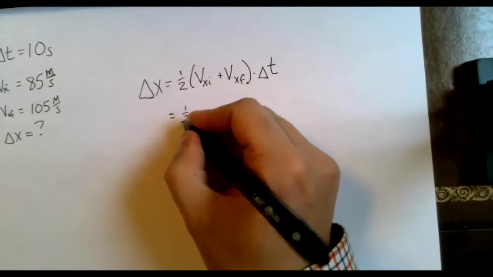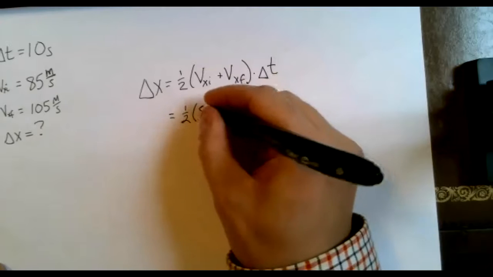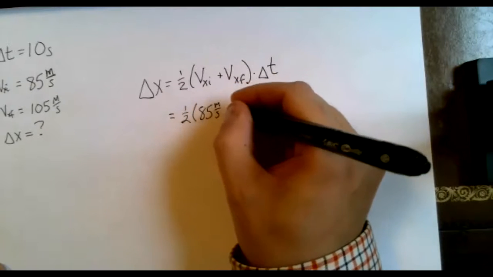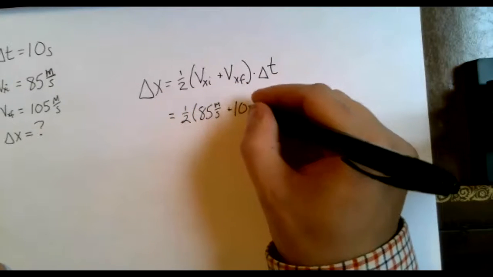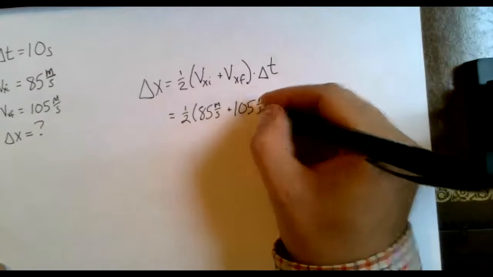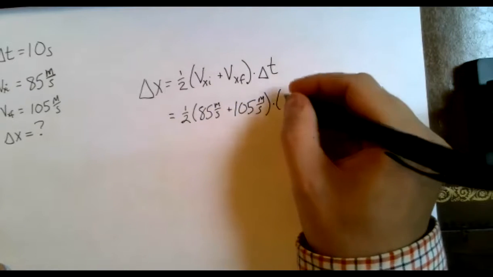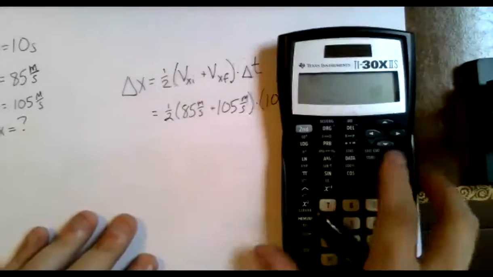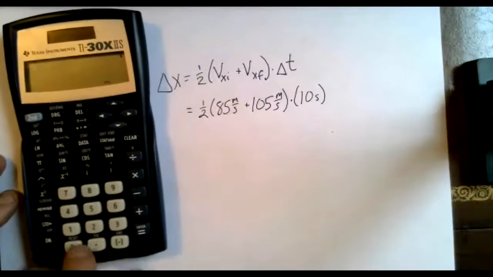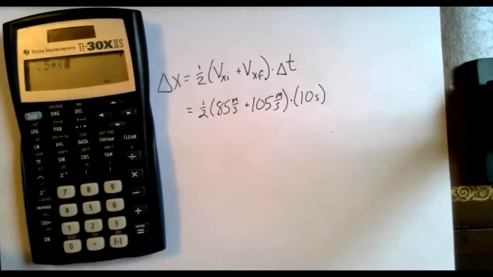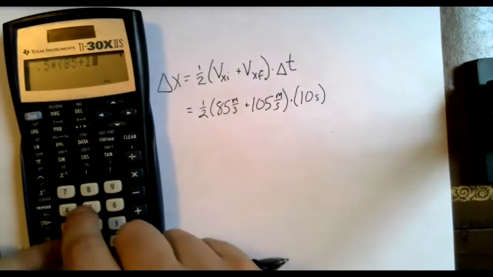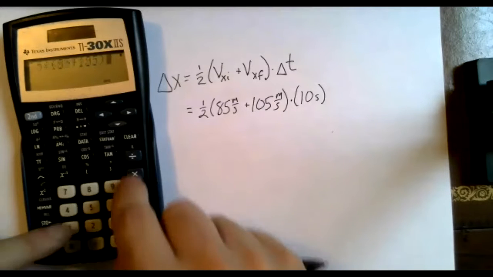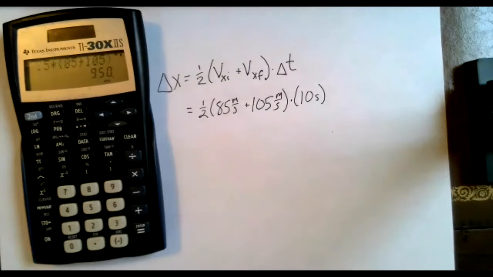So 1/2, my initial velocity, that was 85 meters per second, plus my final velocity, which is 105 meters per second, times my time, which is 10 seconds. So I can do that on the calculator. I get 0.5 times 85 plus 105, and then times 10, I get 950.